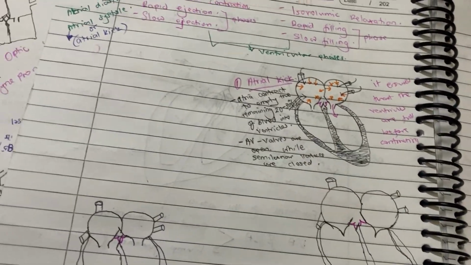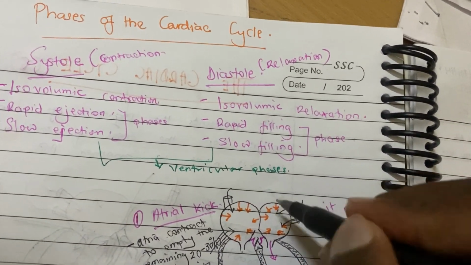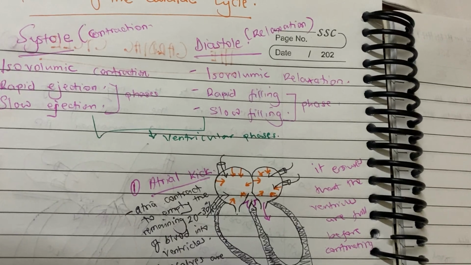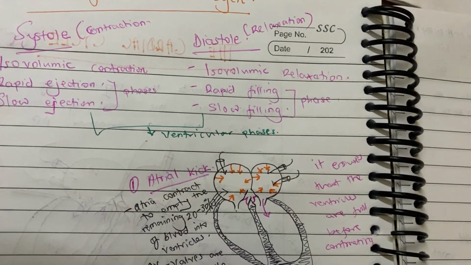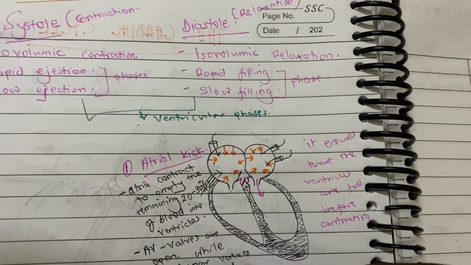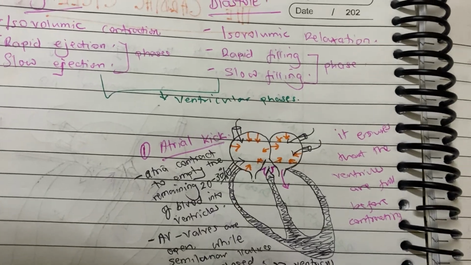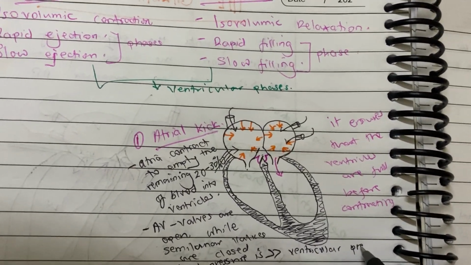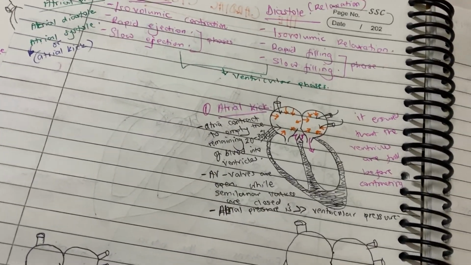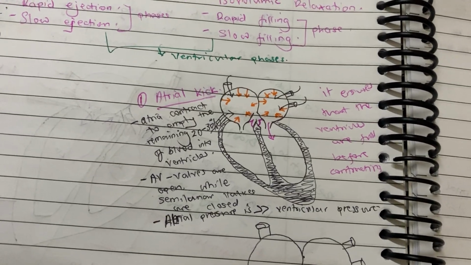What is the state of the pressure? Pressure in the area, I can write here, atrial pressure is more than, I'm using this symbol, ventricular pressure, and that's why blood goes to the ventricles. That is phase 1, atrial kick.